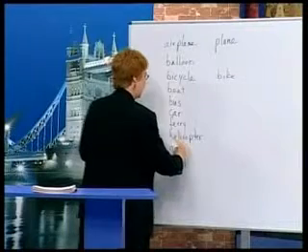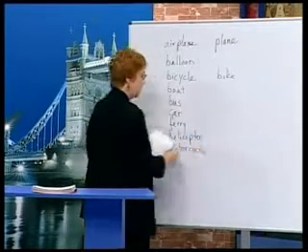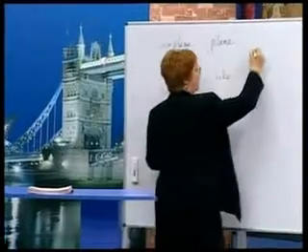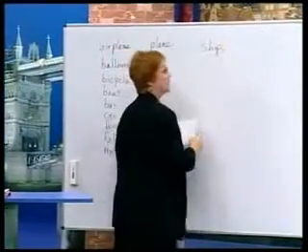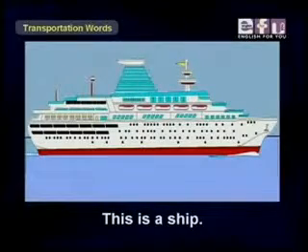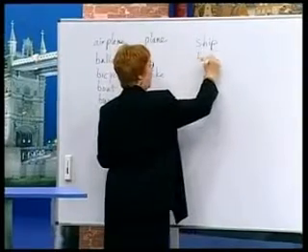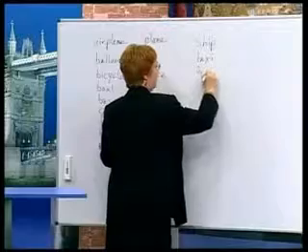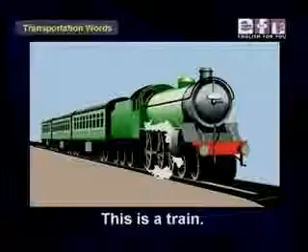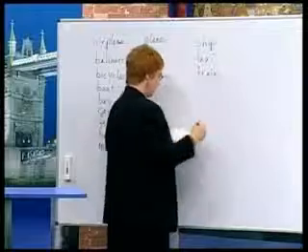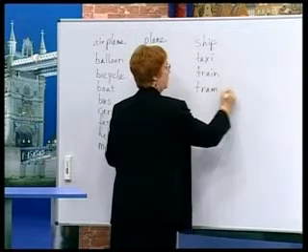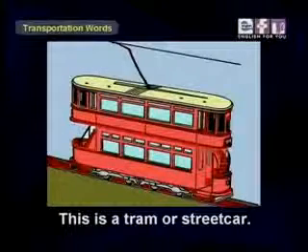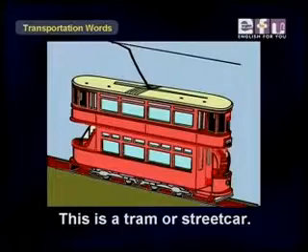The next one you see is a motorcycle. This is a motorcycle. Now we have a ship. This is a big boat. This is a ship. Then we have taxi. This is a taxi. Next we have train. This is a train. And finally we have tram or streetcar. This is a tram or streetcar.